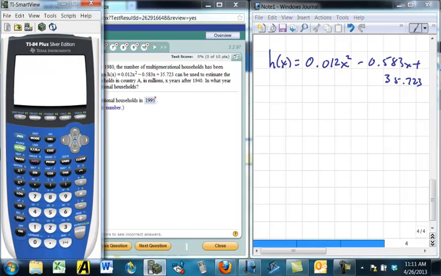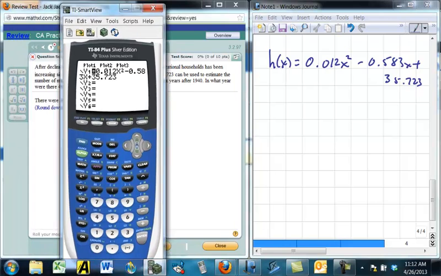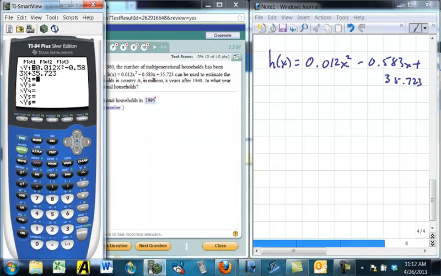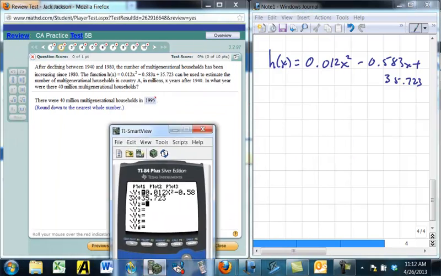I'll be using a TI-84 since that's what most of you have. There's something similar. So 0.012x squared minus 0.583x plus 35.723. Okay, so now we have that in there, so we can use the features of our calculator to help us out if we need to. So let's see where we are now.